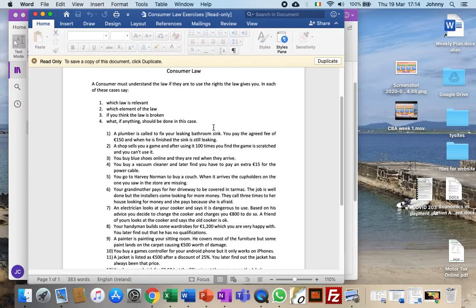They're the three R's that you're entitled to. I'll just have a look at two more and we'll just see how we get on. A shop sells you a game. After using it, you find the game is scratched, you can't use it. So it sold you a product. So this is about a possible product problem.